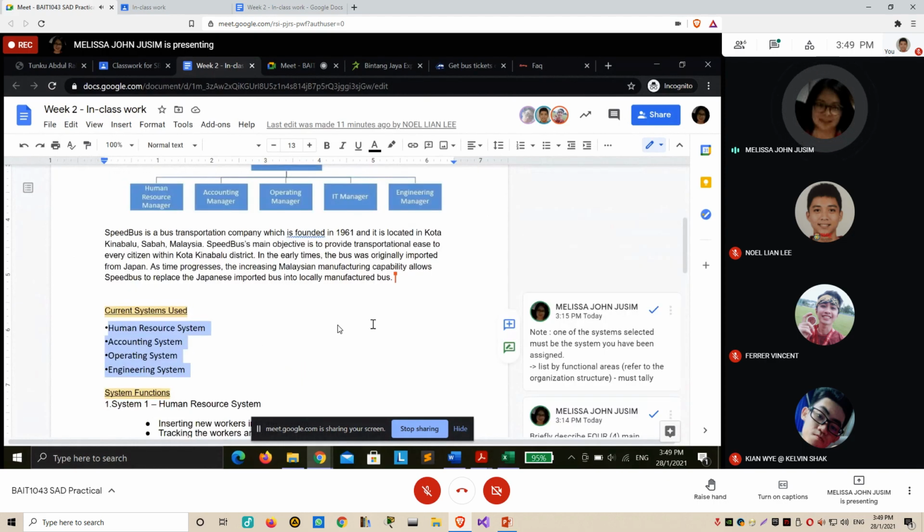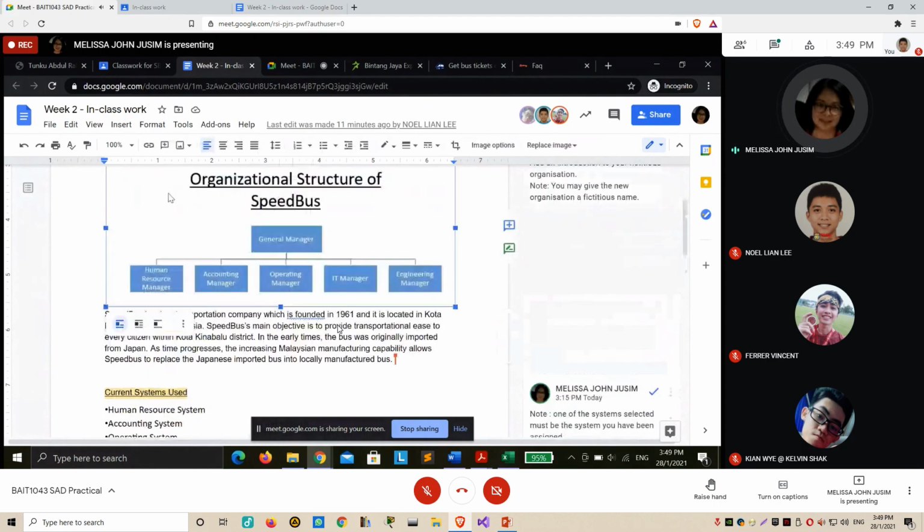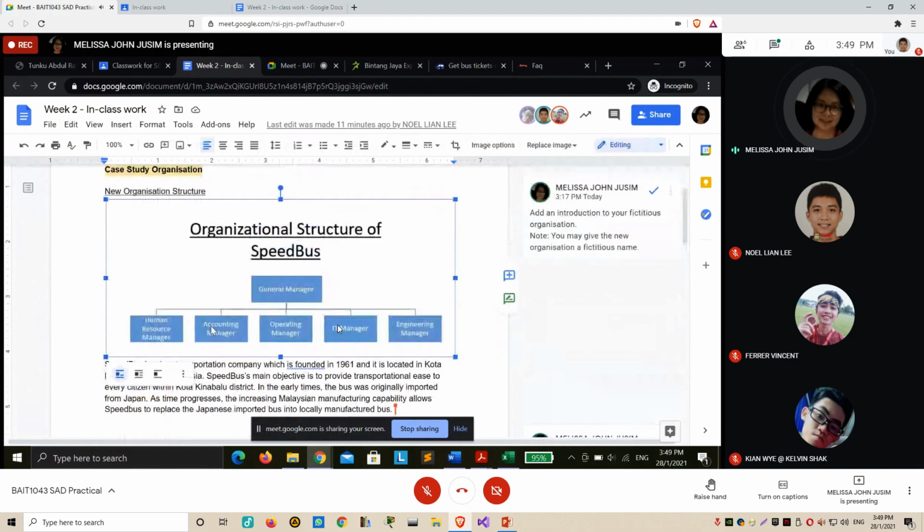Okay, so the bus ticketing system will be used in which department? This one, this one, this one. Instead of putting it as manager, just put it as human resource, accounting, or sales, there isn't any. So, for ticketing, which functional area is it? Marketing or sales?